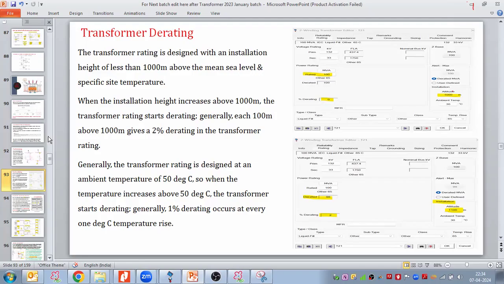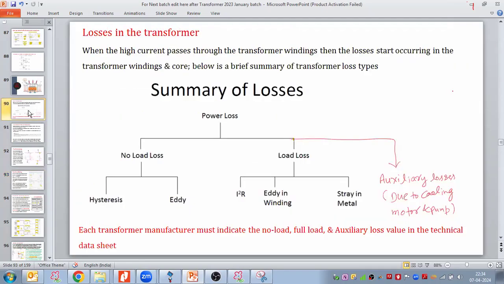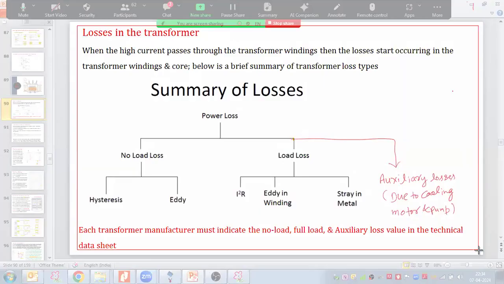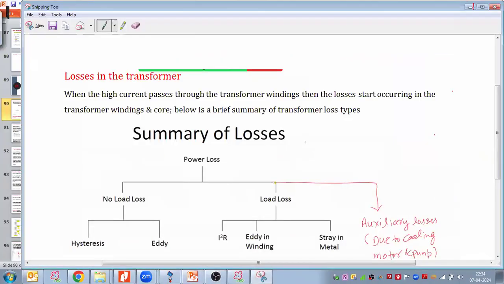Hope I am clear on the two, three concepts we discussed all together in combination. Let us summarize this. We discussed what kind of losses occur in the transformer, right?